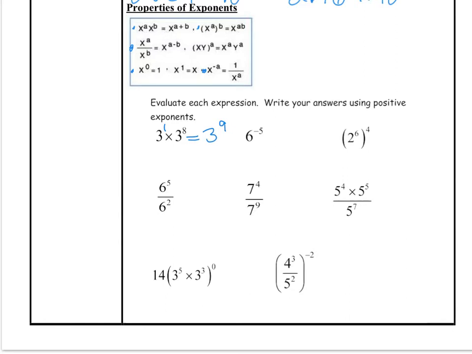Next one, I have 6 to the negative 5. Okay, that's my little sister, and she's being salty. She's got to go sit in her room for a little while and take a break. And so she needs to go the other side of the house. This isn't a fraction right now, but we'll make it into one. She needs to go over here and sit in her room for a while. She's going to be sent to the basement. So this is going to become 1 over 6 to the 5th.